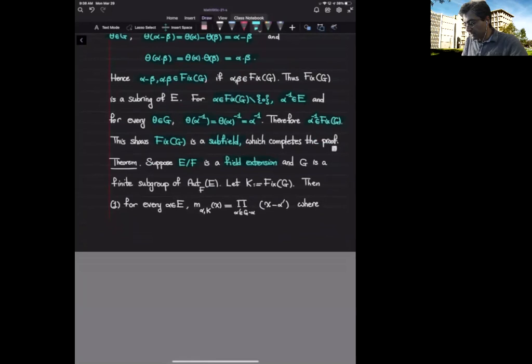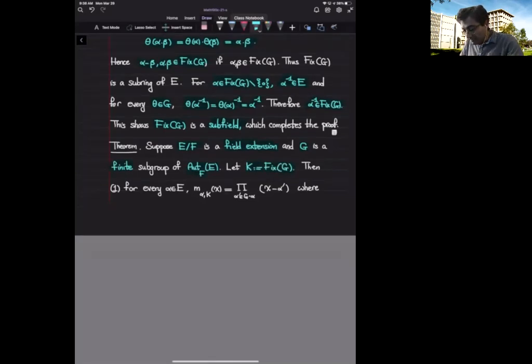And suppose that G is a finite subgroup of the automorphisms of E. Let's call the set of fixed points of this group K. Then my claim is that the extension E over K, E over the fixed points of this group, is in fact a Galois extension. In fact, we get a bit more.